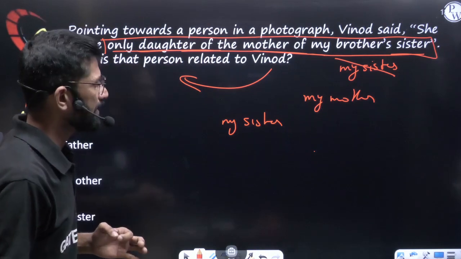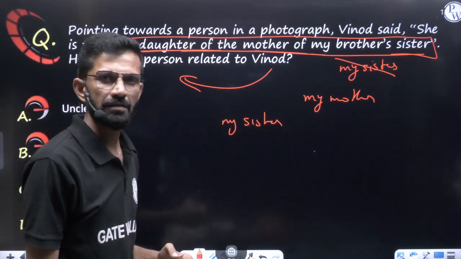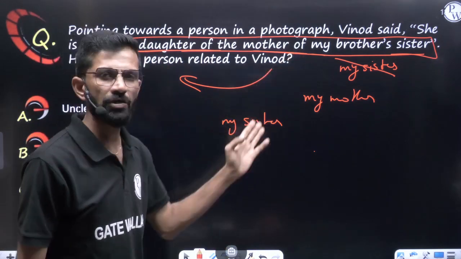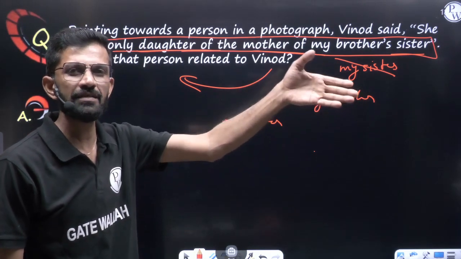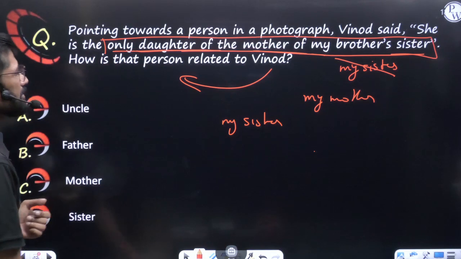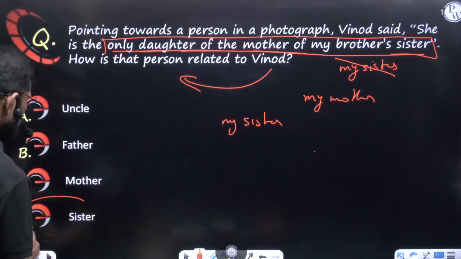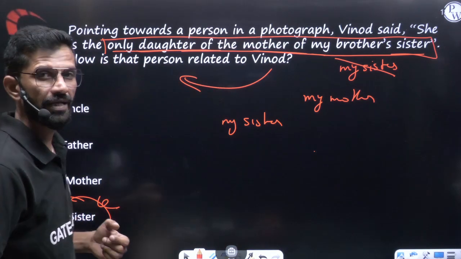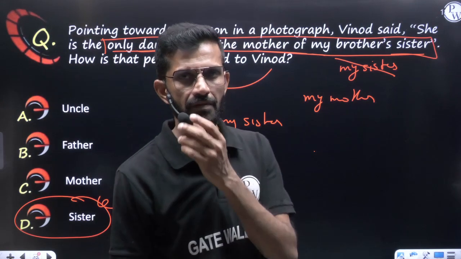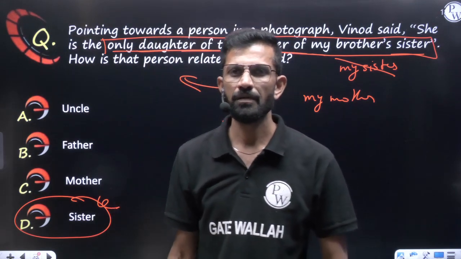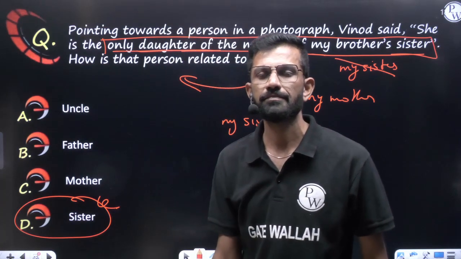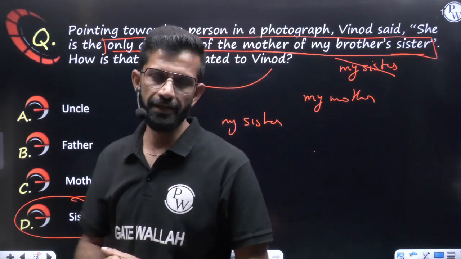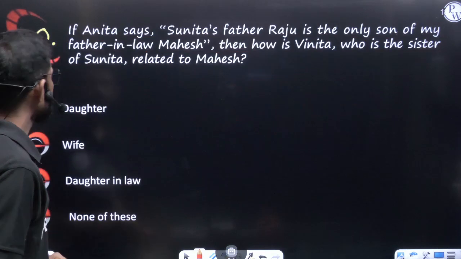So Vinod said, she is my sister. For all these things, we got my sister. She is my sister. So the photograph person, Vinod will call as sister. Sister, that is option D. As simple as that. Is it clear? Clear? Now moving further. Next question.